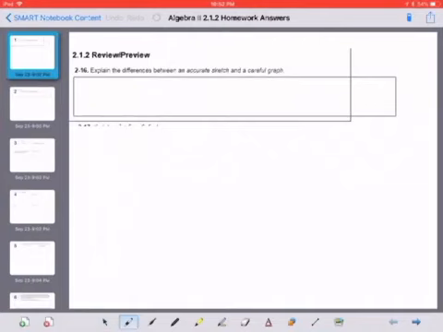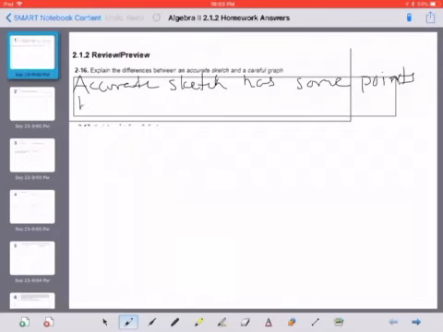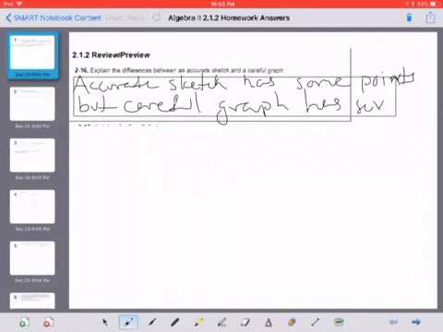These are the homework answers for the 2-1-2 homework assignment. So first question says, explain the difference between an accurate sketch and a careful graph. Well, an accurate sketch to me has some points, but a careful graph has several points, and it's done on graph paper, and it's very carefully done, so you can actually see most of the points that are on the graph.